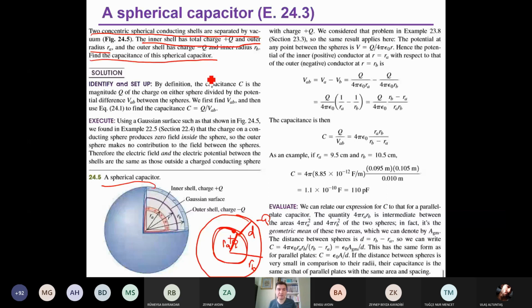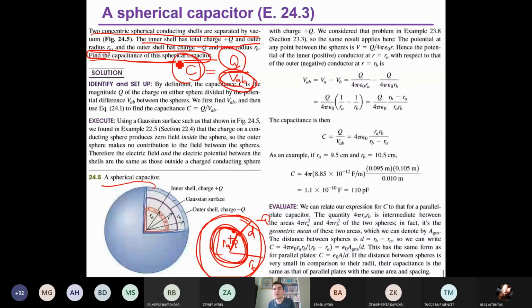Then find the capacitance of this spherical capacitor. So capacitance is asked. In order to calculate the capacitance, I need to know the charge. Then I need to know the potential difference between A and B, between these spheres. If I know the potential difference, then I can calculate the capacitance. What I told you at the beginning of this lecture, the electric potential, which you learned during the last chapter, is very important in order to calculate the capacitance of a capacitor in this chapter, okay? If you learned electric potential calculations very well, then within this chapter, in the capacitors, you can be very strong, okay? You can solve questions.